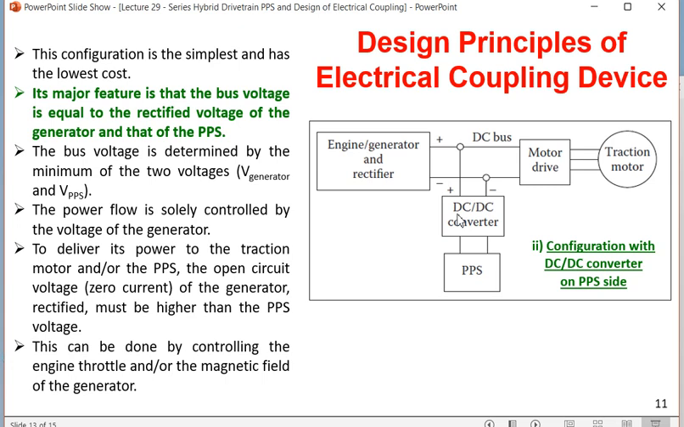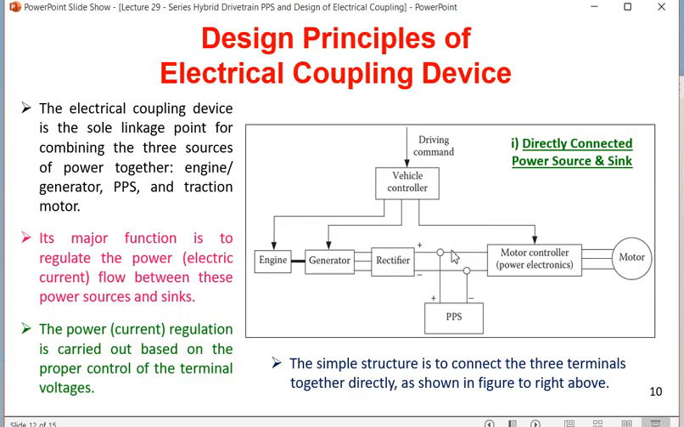Design principle of the electrical coupling device. This configuration is the simplest and has the lowest cost. It is the same as shown in the previous slide, but there is a little modification. What is that modification? It is a DC to DC converter. In the previous case there is no DC to DC converter. PPS is connected to the rectifier output. That means the primary source link and the secondary source link are directly connected. That is what is called a directly connected power source and sink.